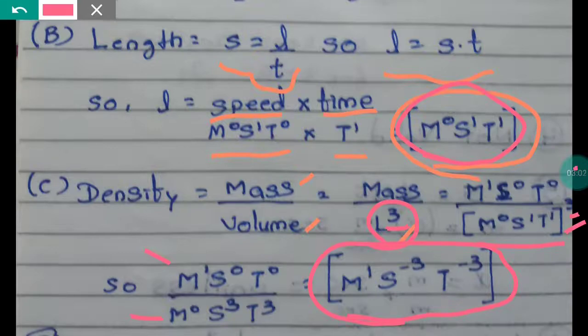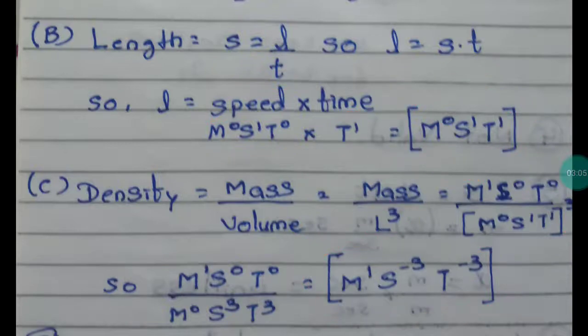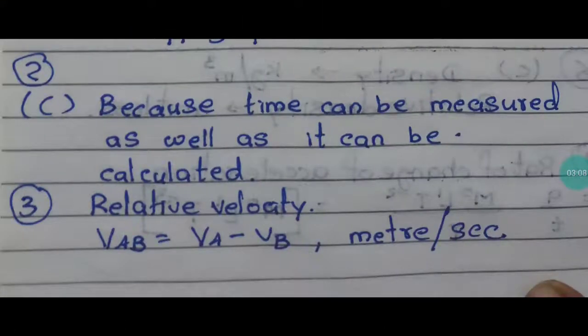Okay, so this is the solution of question number 1. Now coming to question number 2. There are certain things in this. First read the question and then this is the solution. In question number 2, the answer is C, because time is a fundamental physical quantity. It can be measured and it can also be calculated.